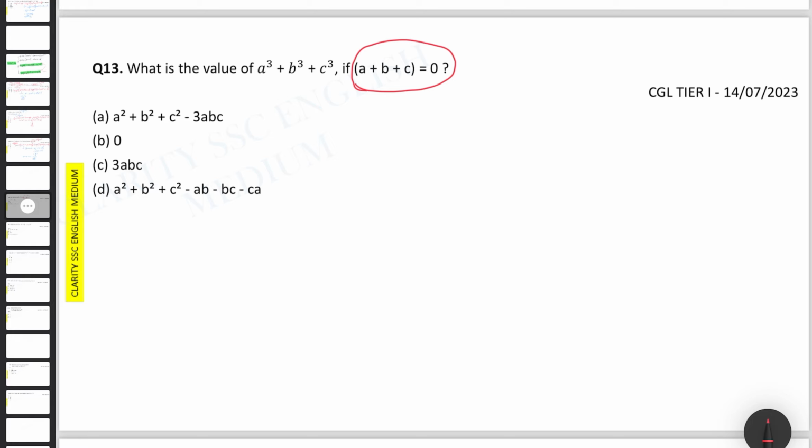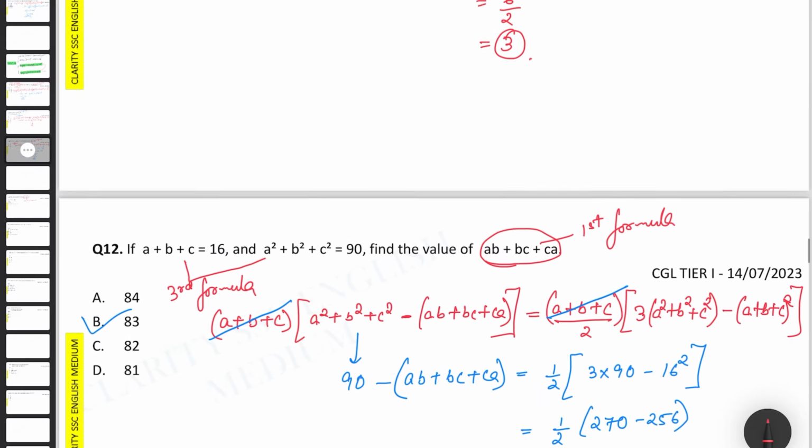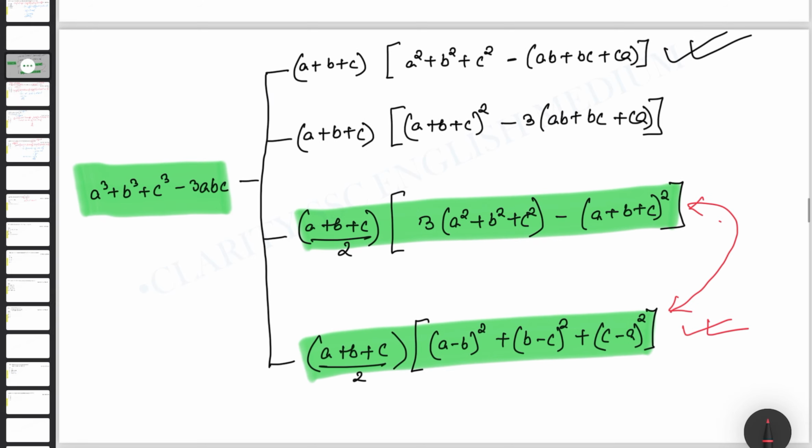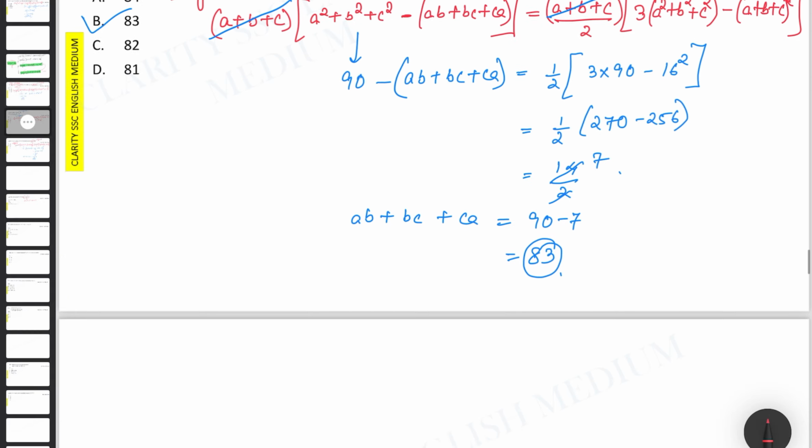If a plus b plus c equals 0, then a cube plus b cube plus c cube minus 3abc is equal to 0, because the formula contains a plus b plus c. All the 4 formulas have a plus b plus c. If a plus b plus c is equal to 0, then this expression will become 0 again. So this is what I have written here.